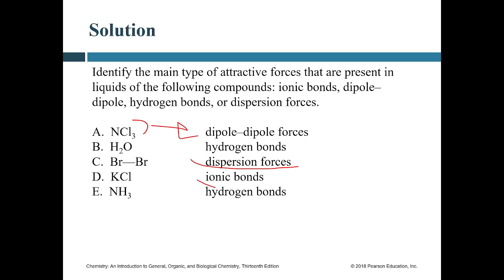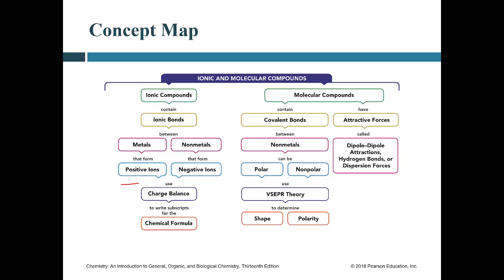Okay, this one right here, that's a metal and a nonmetal, and metals and nonmetals are going to give you what? An ionic compound. Ionic compounds will do ionic bonds. Okay. And that is the chapter.